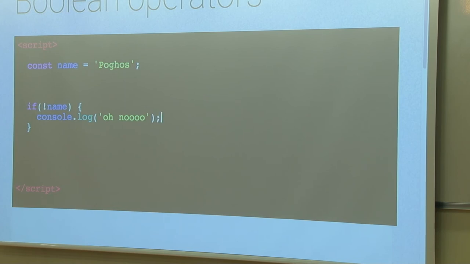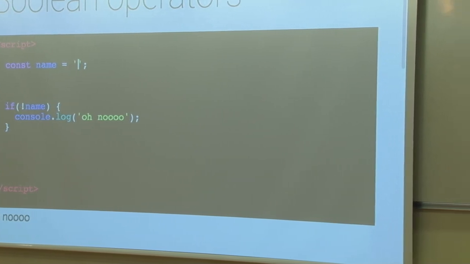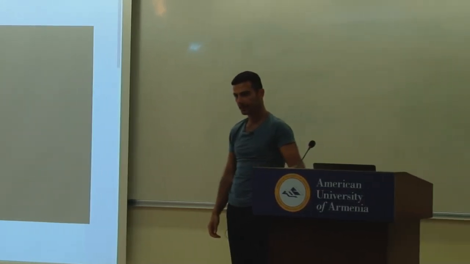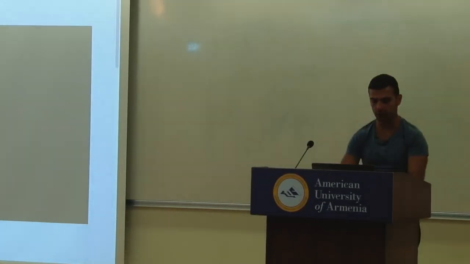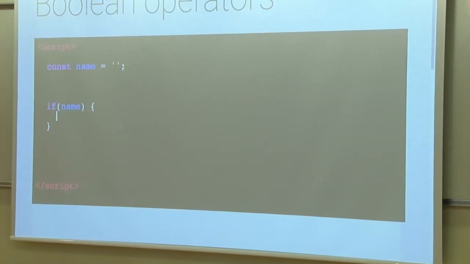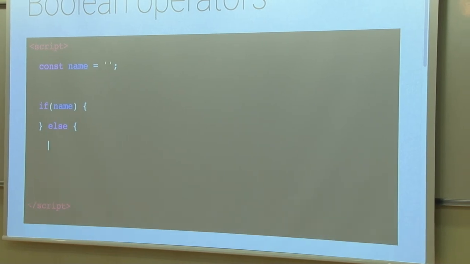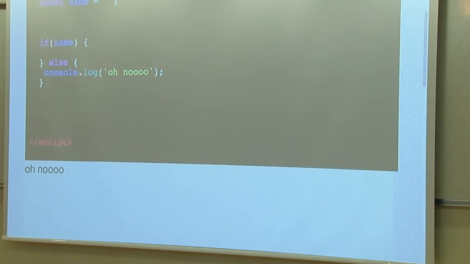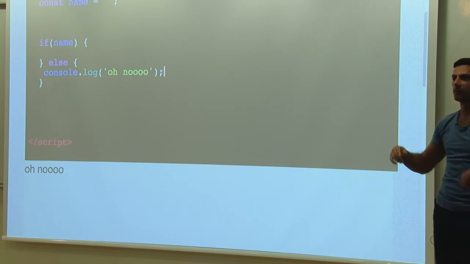Okay, so if there is no Boros, not, which will flip the falsy to true, go inside the if statement, execute it. Make sense? The other thing you could do, of course, is just do if name, and then do whatever you want to do if name is there, and then else, name is not there. Did I answer your question?